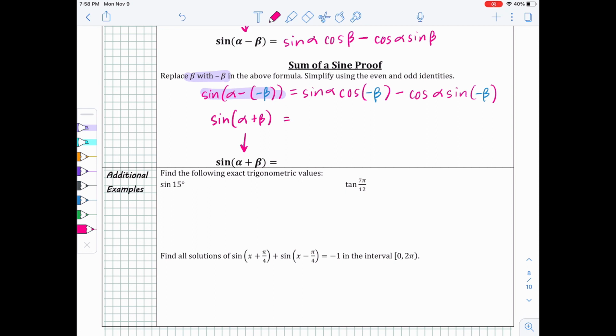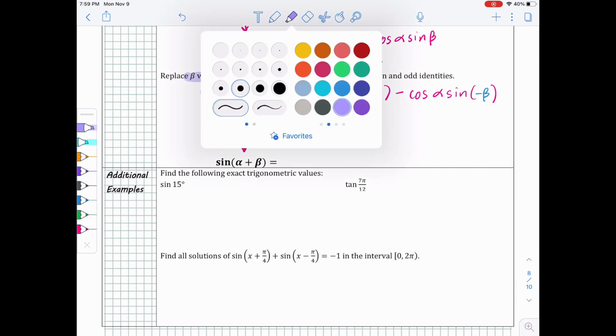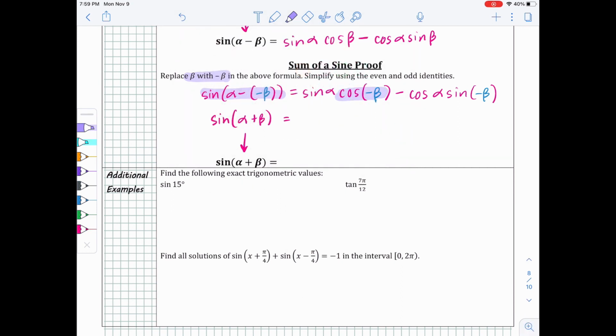Using the even and odd identities, the cosine of negative beta: because cosine is even, that negative will not impact the overall sign of the term. So the sine of alpha times the cosine of negative beta is equal to the sine of alpha times the cosine of beta. In the second term, because sine is odd, that negative does impact the overall sign of the term and reverses it. So our answer for that second term, we're going to shove it to the front, would be positive cosine of alpha sine of beta.